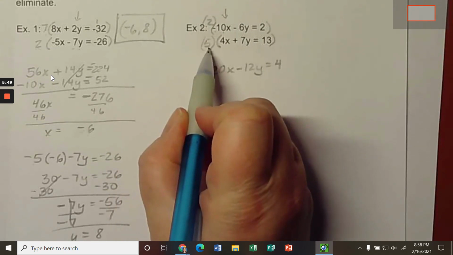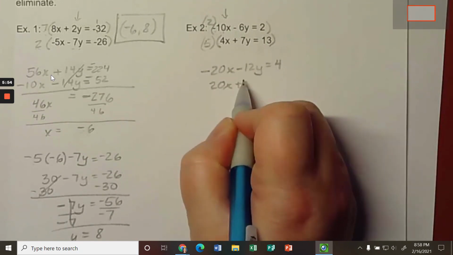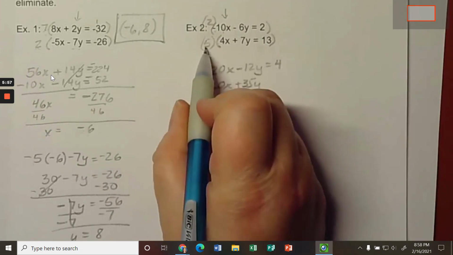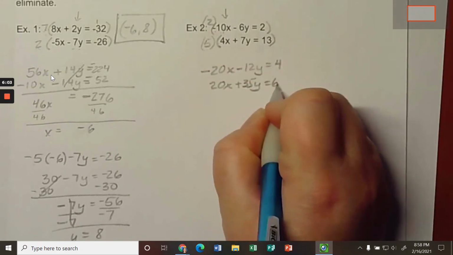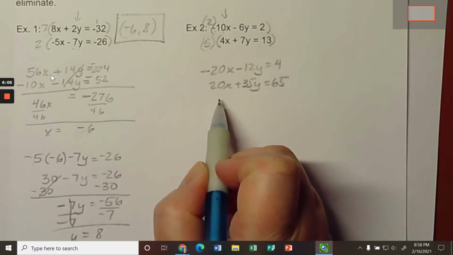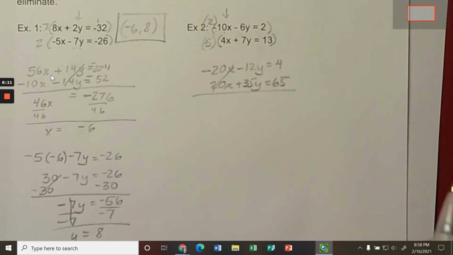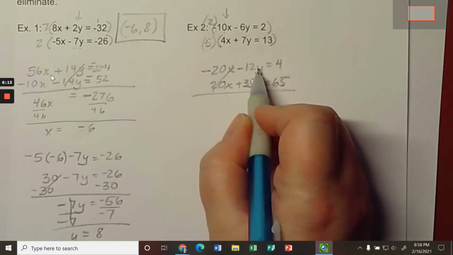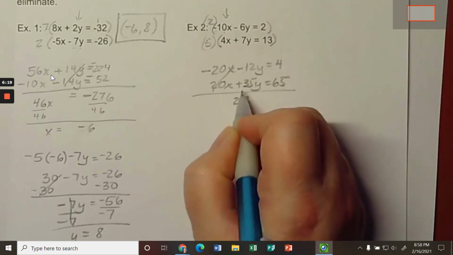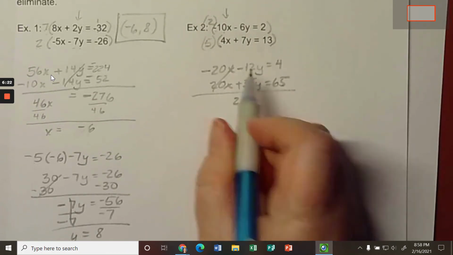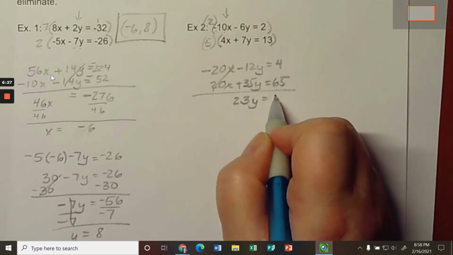Then we'll distribute the 5. 5 times 4x is positive 20x. 5 times 7y is plus 35y. And 5 times 13 is 65. So now we see that our x terms are all set to cancel out, so we can add these two together. Negative 20x plus 20x is 0. 35y minus 12y is positive, because we have more positives than negatives, so positive 23y equals 4 plus 65, which is 69.